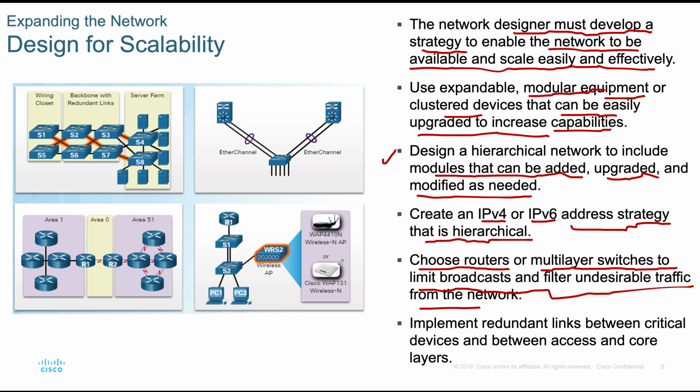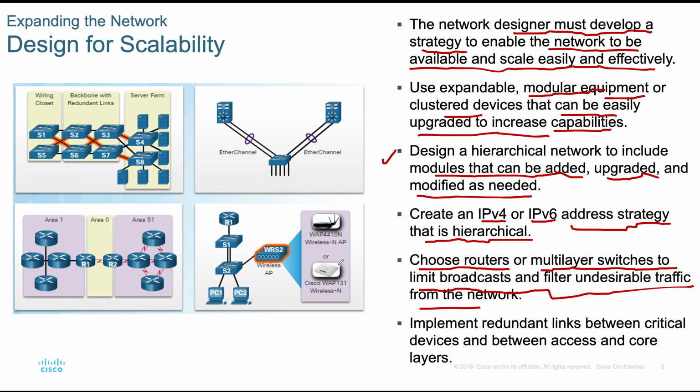Then another thing that we need to put into cognizance for scalability is the ability to create an IP version 4 address or IP version 6 address strategy that is hierarchical. That is very hierarchical. Okay, we need to put this into complete consideration.